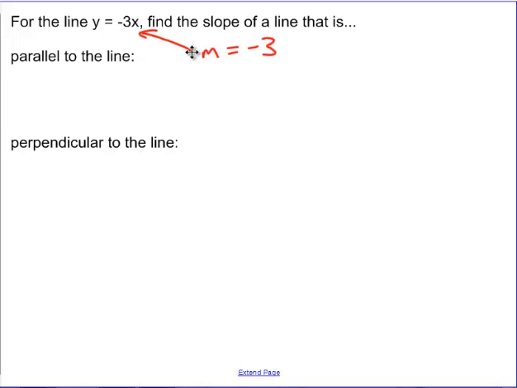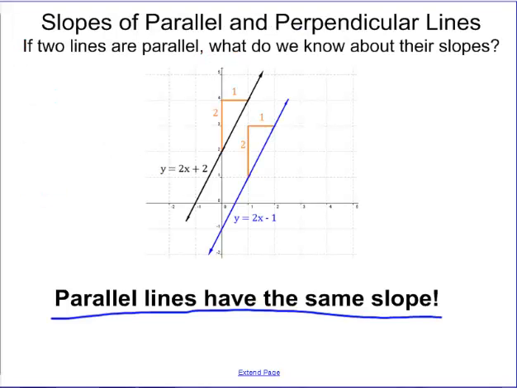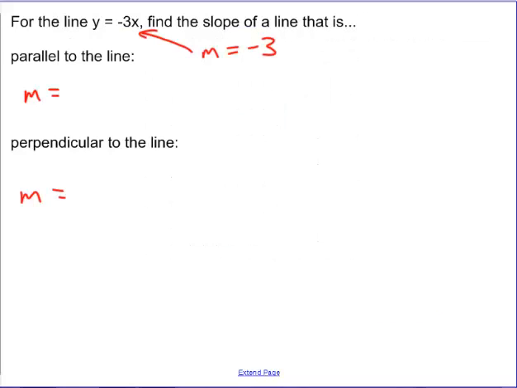Now I want to find the slope for each of these other lines to make them satisfy the given conditions. The first one says I want a line that's parallel to that. Like we talked about at the beginning of the video, parallel lines have the exact same slope. So if I want a line parallel to the original line, it has to have the exact same slope, which would be -3.